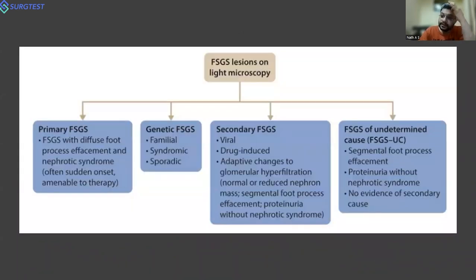So this is again from KDIGO. This is how you have to approach FSGS. You have a primary FSGS, you have a genetic FSGS, which is due to mutations, which can either be familial mutations, where a whole family, many members may be affected, or it could be a sporadic mutation, only a single person, or it can be syndromic.